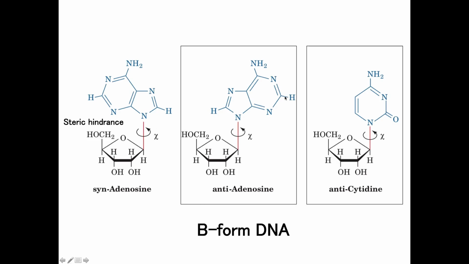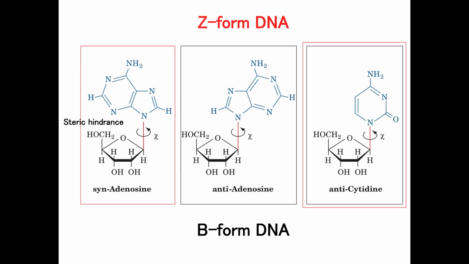If this base rotates to this side, the position of the adenine base is over the sugar. It means that there is steric hindrance between the sugar and the base. So this structure is unstable, and in B-form DNA, usually anti-adenosine is formed.